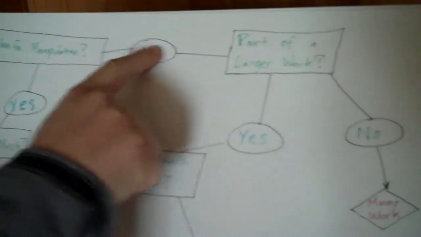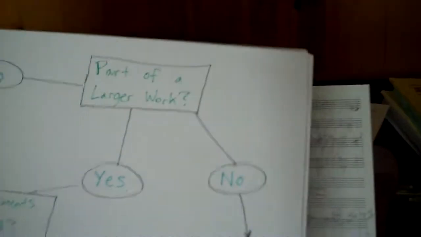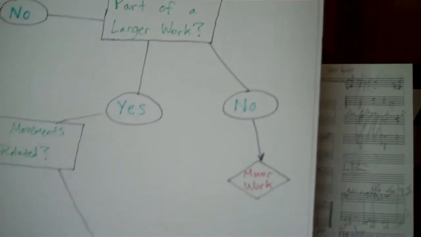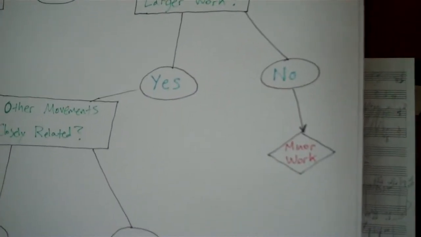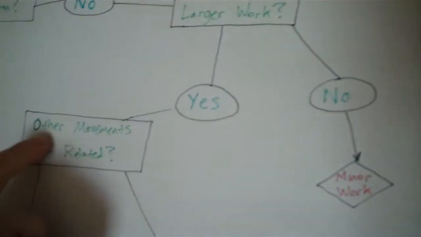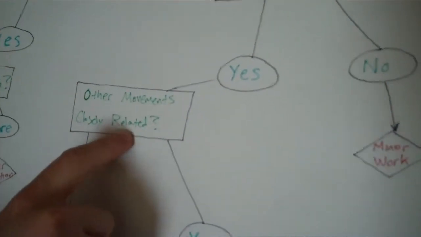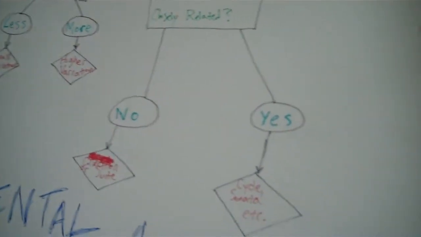If it does not, then is it part of a larger work? So a multi-movement work? Or something like that. If it doesn't, then it's probably just going to stand on its own like a song or improvisation or something like that. If it is part of a larger work, then ask, are the other movements closely related? If they're not, then it could just be a collection or a suite.